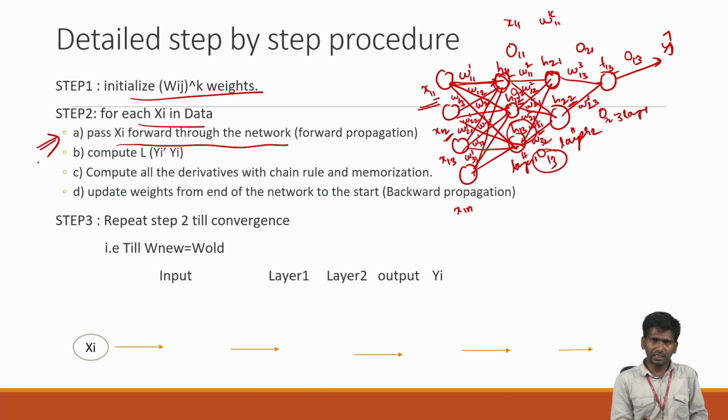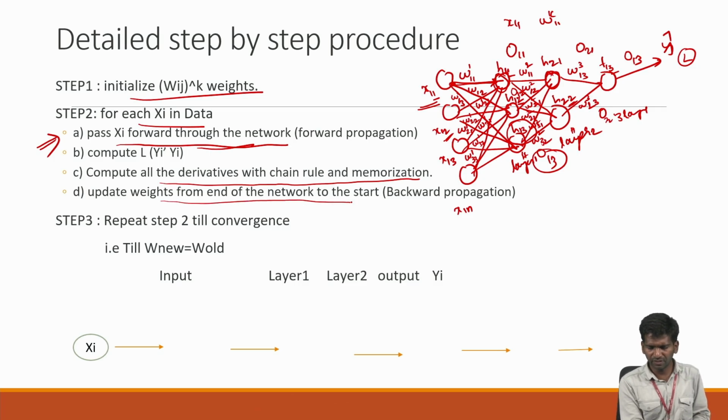In the second step, the actual back propagation, after the forward pass, what is the next scenario that will happen in back propagation? It will be the backward pass. After getting the output from the forward pass, we will calculate the loss. During this we will compute all the derivatives with the chain rule and memoization. After calculating the loss, we add optimization, and with the help of the chain rule and memoization, the weight modification takes place. We'll update the weights from the end of the network to the start. All these weights will be modified.